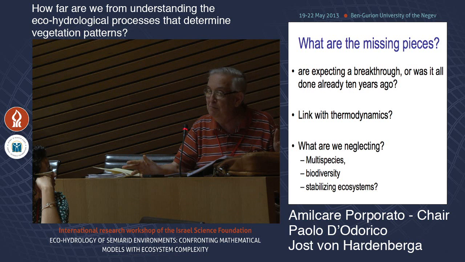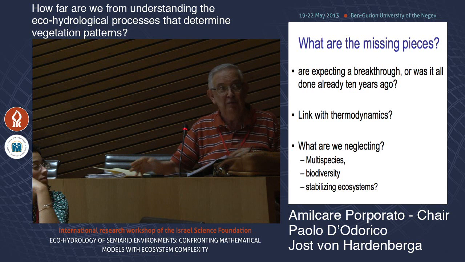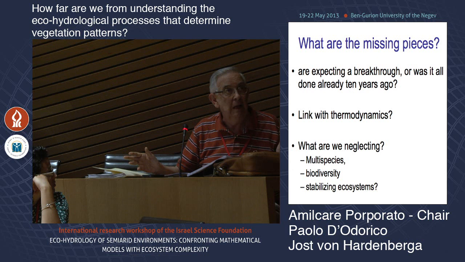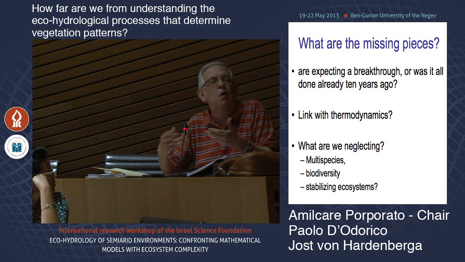You know that in some models, to explain the tiger bush, you need either to appeal to a lot of overland flow or to appeal to lateral flow. You have a diffusion term with a completely unrealistic diffusion constant. Now, I don't want to get into that. The thing is, those patterns are obvious to the eye.